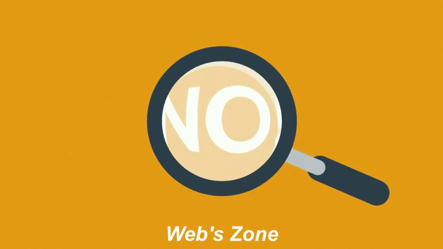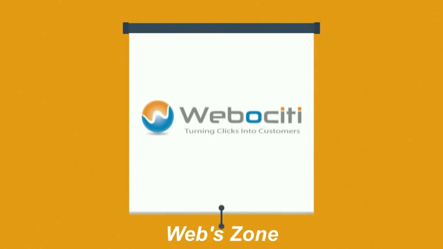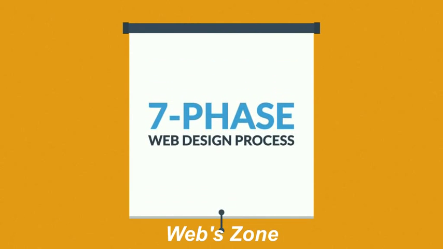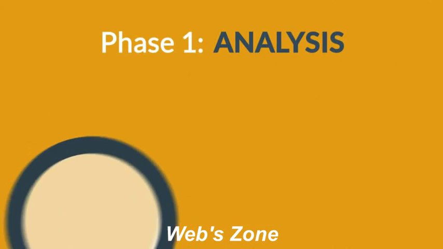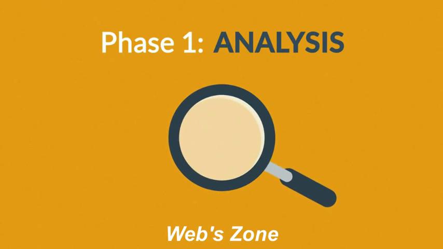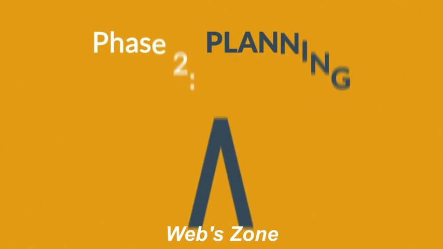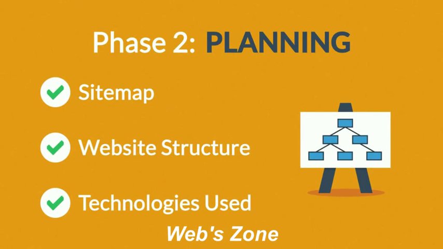What you have to do is look for someone serious about web design. Well, that's where we come in. This is how we make websites, by following the 7-phase web design process. Phase 1. Analysis. The first step is always about information gathering, identifying things like the website purpose, goals, and target audience. Phase 2. Planning. A plan includes a definition of the sitemap, structure, and technologies that we're about to use.